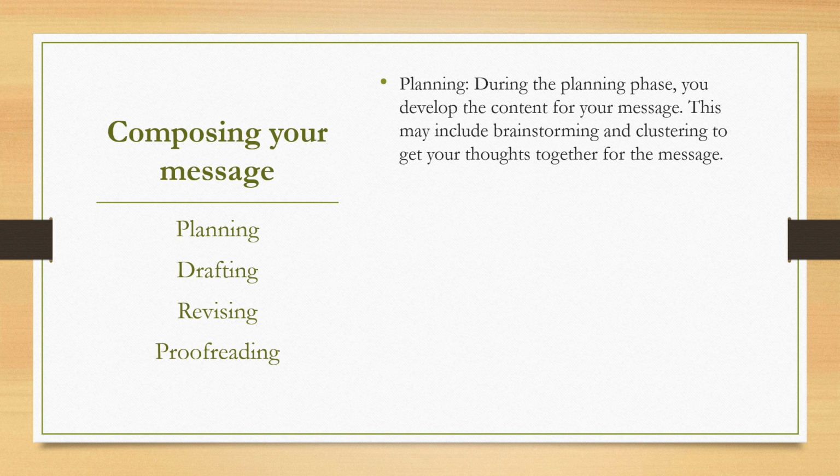Now that we know how to communicate and why we're communicating, next comes composing our message. The 4 components of composing your message are going to be planning, drafting, revising, and proofreading. During the planning phase, you're going to develop the content for your message and get an outline for what you're going to be saying. This might include brainstorming or clustering, just to get all of your thoughts together for your message.